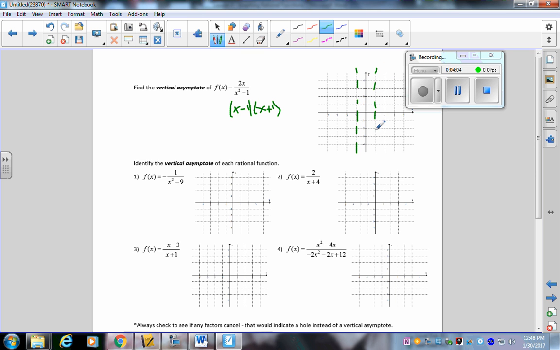Okay, so for right now we're just finding our vertical asymptotes. We'll come back later and take a look at what those graphs look like. But because that's x minus 1, that's telling me that the vertical asymptote is at x equals 1, and this one's at x equals -1.